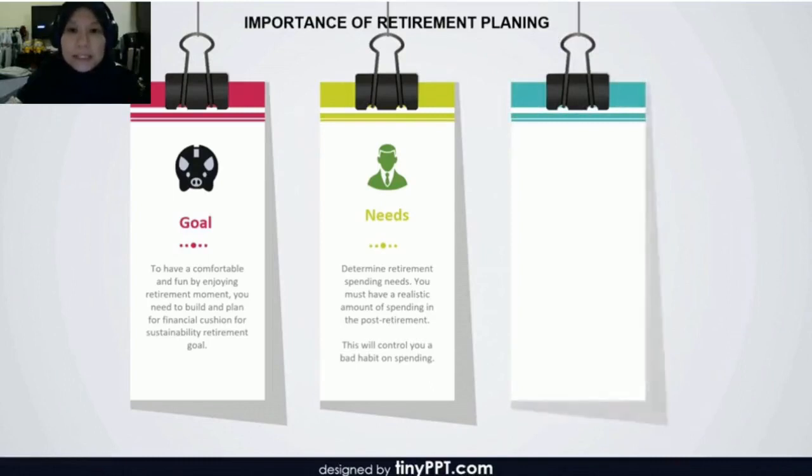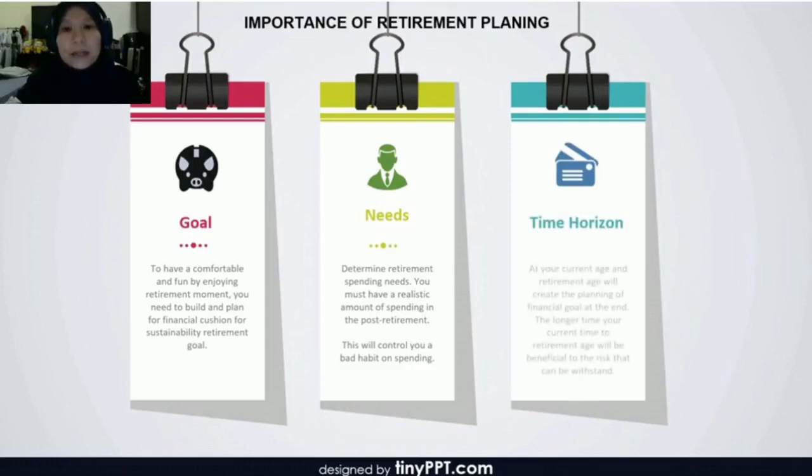And the last point is, as a retirement planning, you need to understand the time horizon. Your current age and retirement age will create the planning of financial goal at the end. The longer the time between your current age and retirement age, the more beneficial it will be for the risk that can be taken.